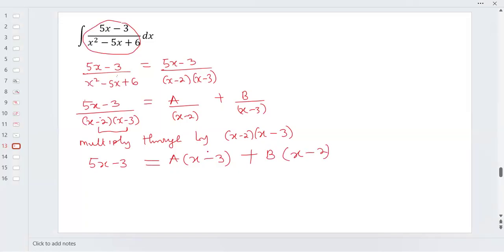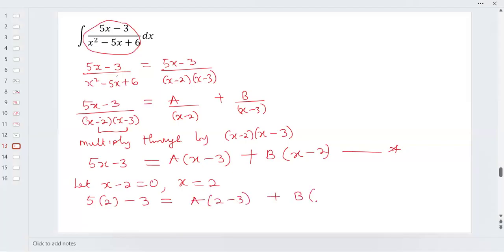So how do you do that? You come to where you have under A, x minus 2. I'm going to say, let x minus 2 equal 0, because I'm trying to find this root. So I get x equals 2. Then I pick x equals 2 and substitute it back into this starred equation. So we have 5 times 2 minus 3 equals A times 2 minus 3 plus B times 2 minus 2.